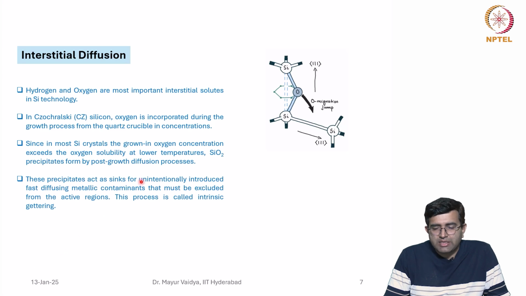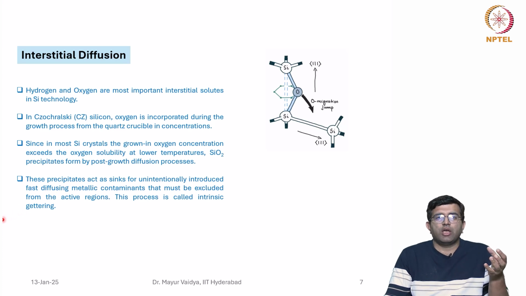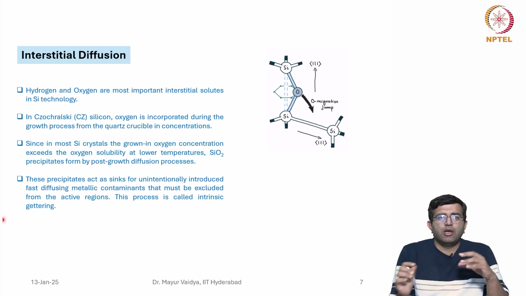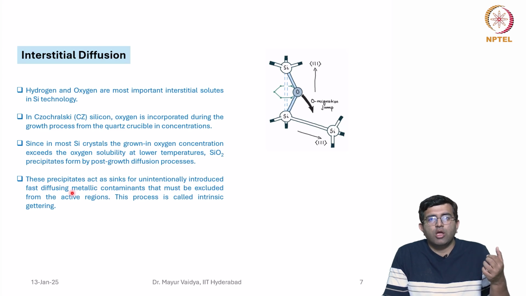So, these precipitates act as sinks for unintentionally introduced fast diffusing metallic contaminants that must be excluded from the active regions. This process is called intrinsic gettering. So, although these SiO2 precipitates are not the desirable ones, they act as a sink for the unwanted fast diffusing metallic contaminants. So, in a way, although ideally you did not want the SiO2, these SiO2 also have a beneficial effect.